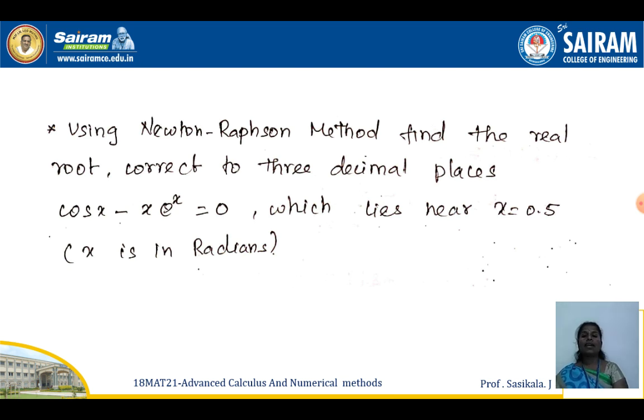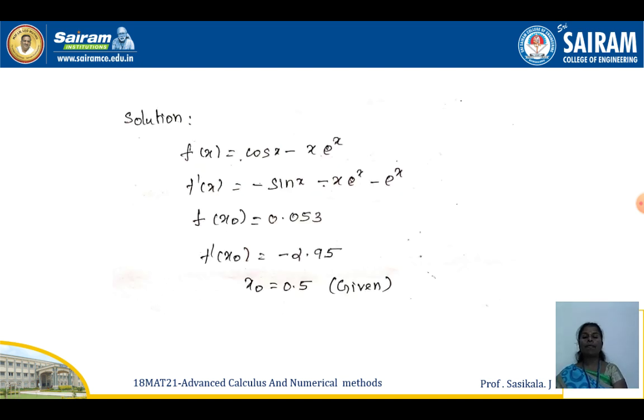So what is that? I have a function f of x equal to 0. What is your f of x? It is cos x minus x into e power x. And additionally, what has been given already is that it lies near x is equal to 0.5. What does it mean? Your x naught has already been given, it is 0.5. So no need to verify where it lies between values. So directly I can go, my f of x is cos x minus x e power x. Now find your f dash.